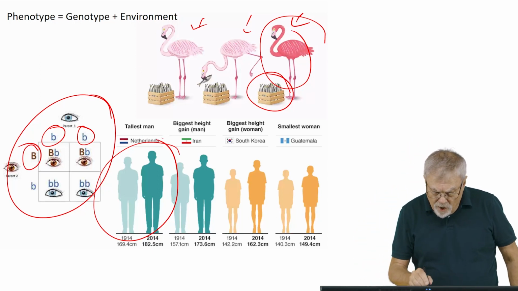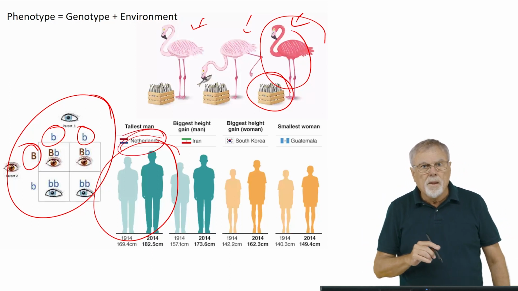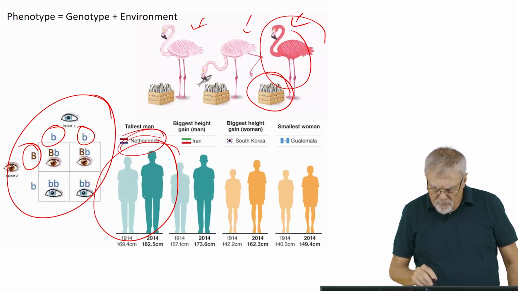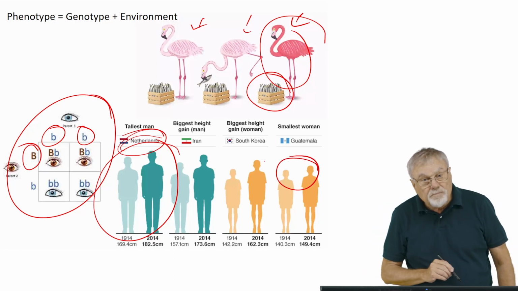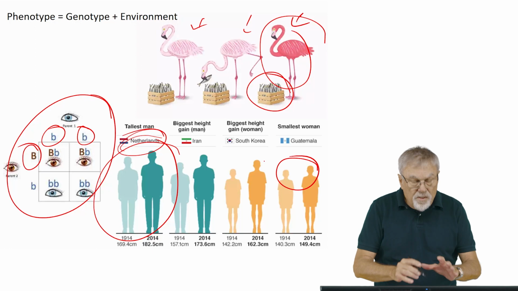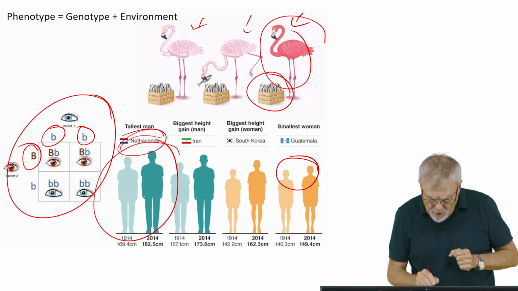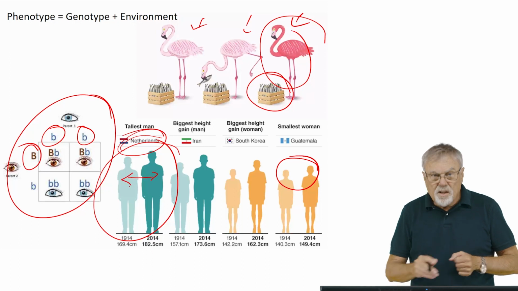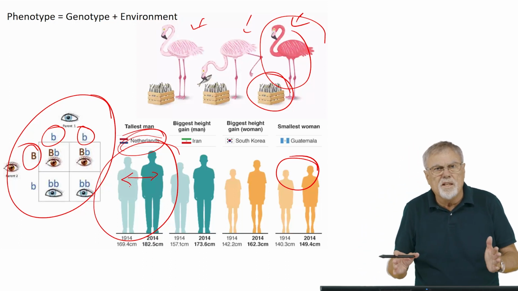When you look at stature of human populations, you see that both things are working. So here are individuals from the Netherlands, Dutch people. They are much taller than individuals from Guatemala. And part of this is genetic, and part of this is environmental. You can look at the difference between these is a difference of 1914 to 2014.